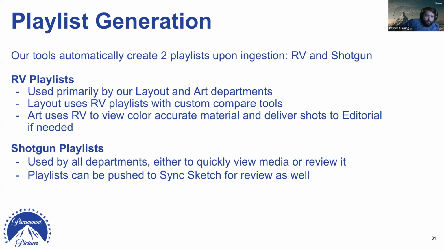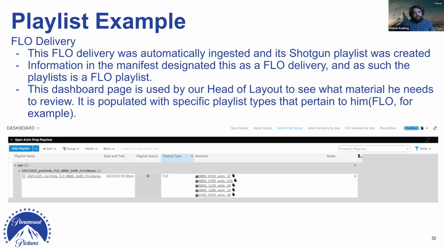And then one other way, if we want to jump to the next slide, another example of playlist generation is we've created certain pages and certain reports that essentially just filter our deliveries to whatever degree we need to, right? Once you have the metadata, in Shotgun you can create 100 different ways to view it. In this example we see here, this is a dashboard for a head of layout. When a flow delivery came in for him to review, its delivery type was flow, so it created the playlist type flow. And this page filters for flow playlists.